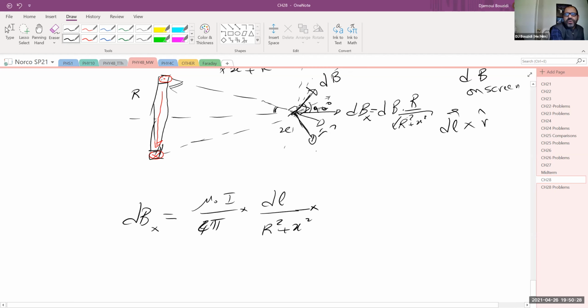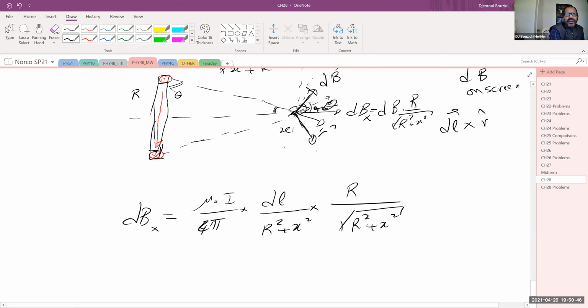This is not 90 degrees. This whole thing is 90 degrees. This is just part of it. So this is this angle theta, if you wish, which is the same angle as theta in here. So it's going to be r divided by the square root of r squared plus x squared. Okay? So this is the entire expression for the magnetic field now.